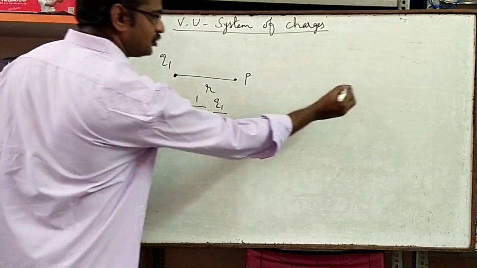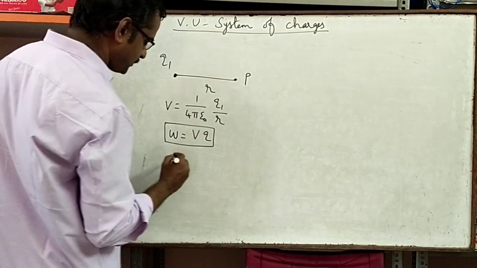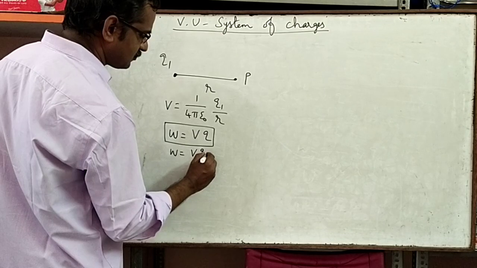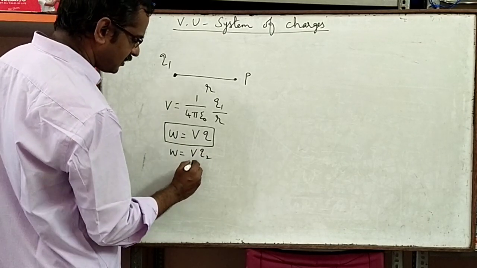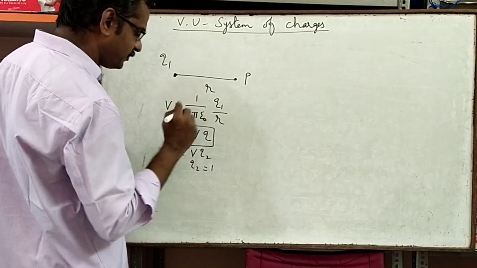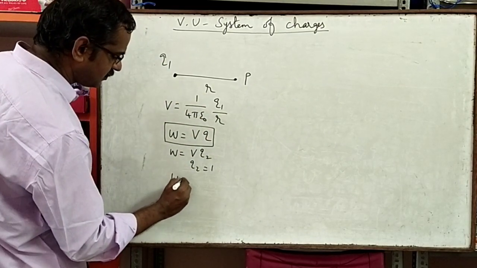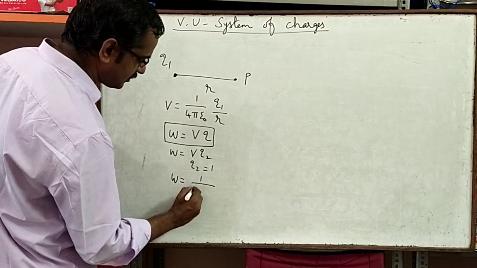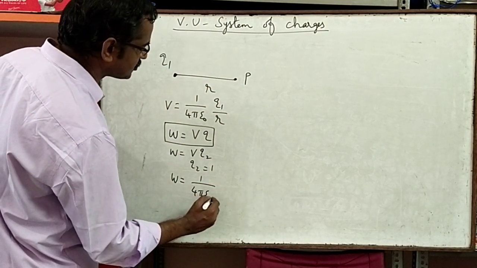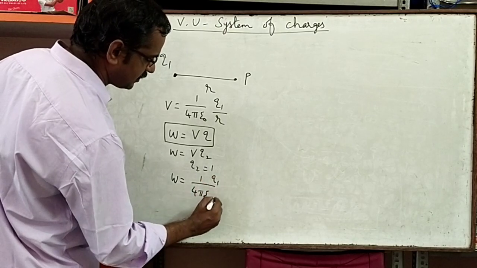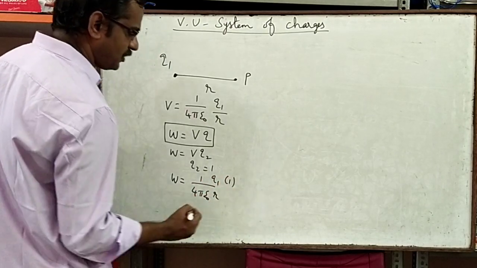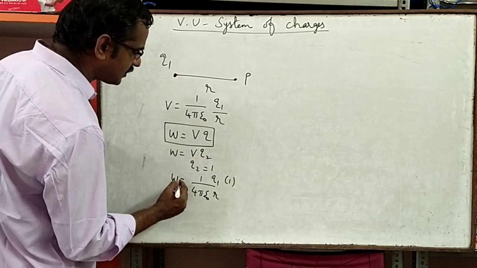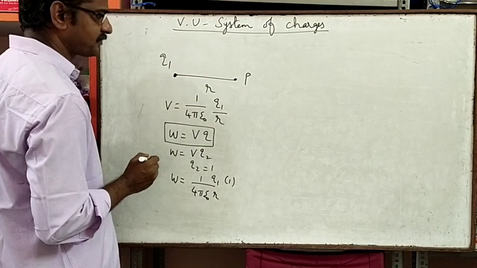Now, if we move unit positive charge from infinity to the point P, then work done equals V into charge Q2. Imagine we are moving a charge Q2 where Q2 is equal to 1 unit positive charge. Then work W is equal to V, potential due to the first charge, that is 1 divided by 4 pi epsilon naught Q1 by R. The second charge is unit charge 1. Then this work done is nothing but electric potential at the point P.